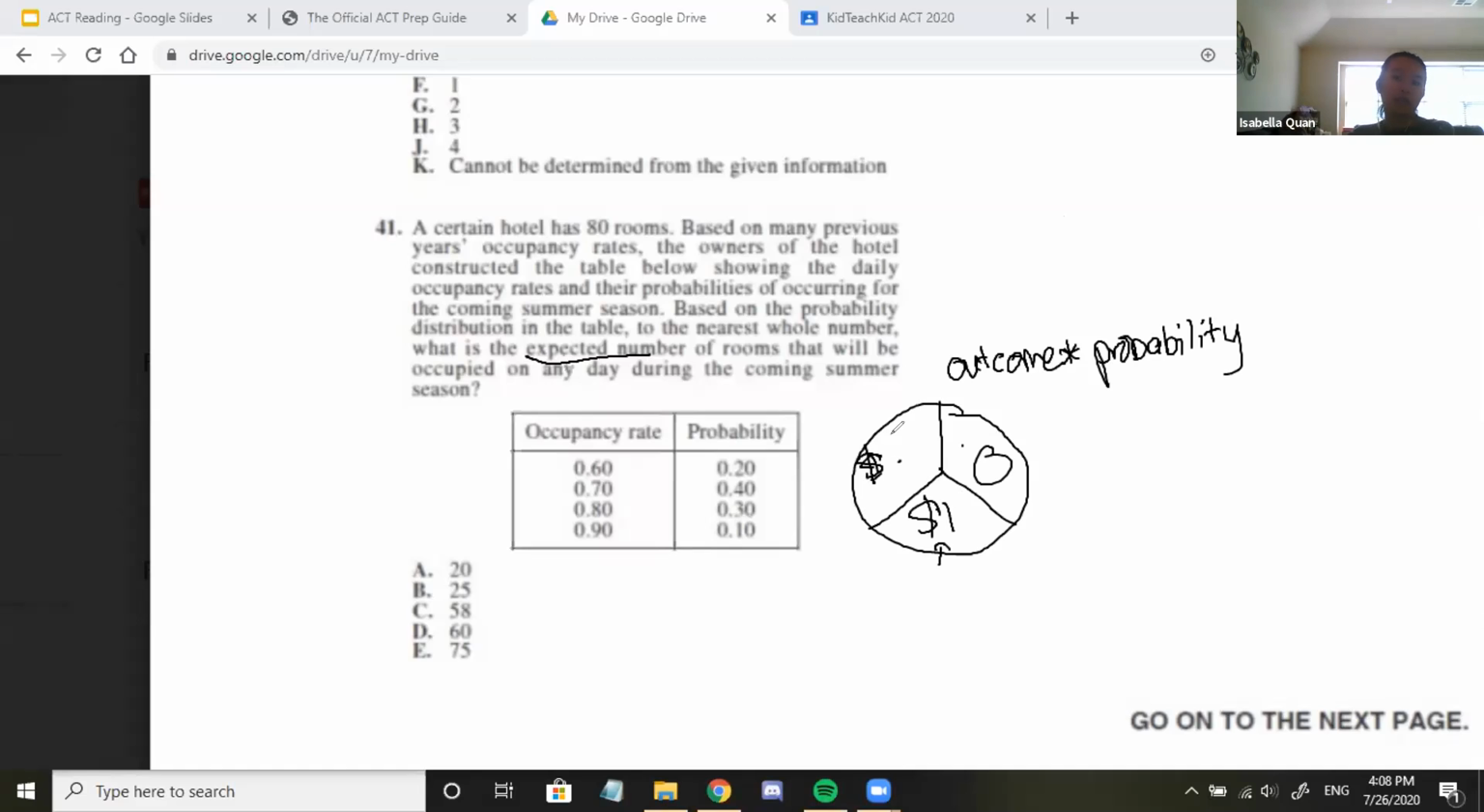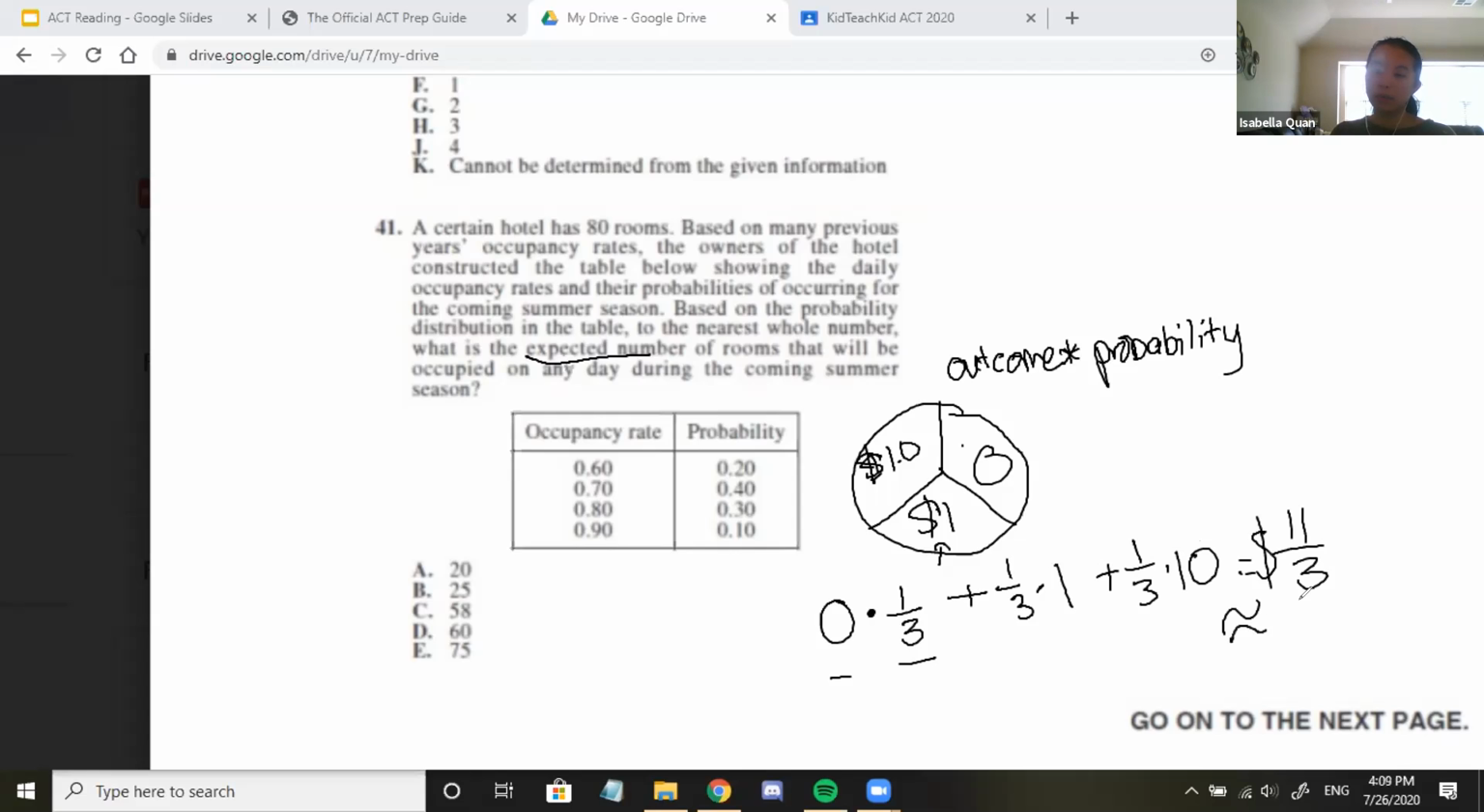So in that case, the expected value would be 0 times 1/3. Oh yeah, I forgot to mention you're supposed to add them all together. You have a 1/3 chance of getting 0, a 1/3 chance of getting 1, and a 1/3 chance of getting 10. So the expected value of this wheel is, for every spin, you're expected to get an average of 11/3 dollars, or something around 3.66, so 3.67.